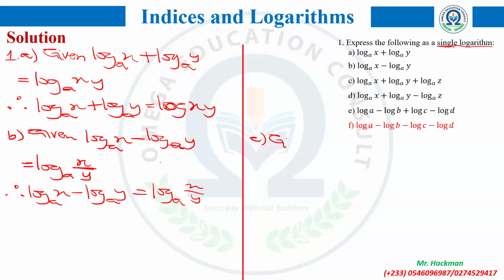C, what are we given? Log to the base a of x plus log to the base a of what? y, plus log to the base a of what? Of z. Okay, so this time around, how many log terms?